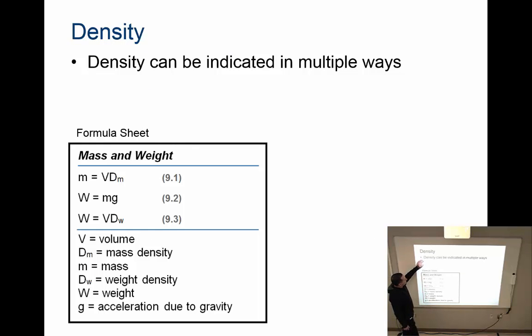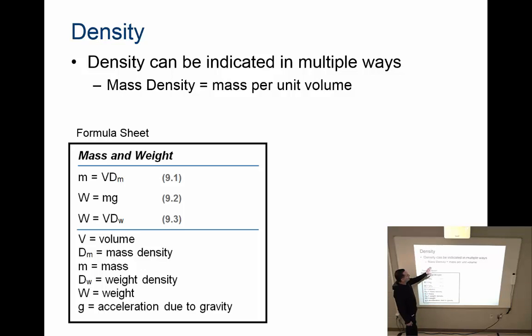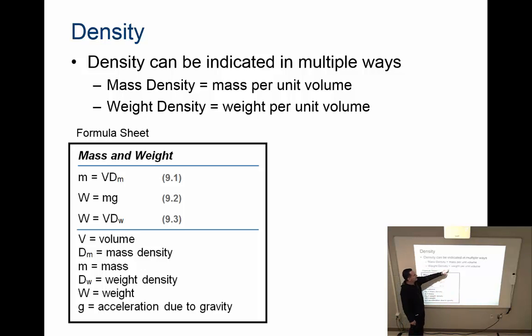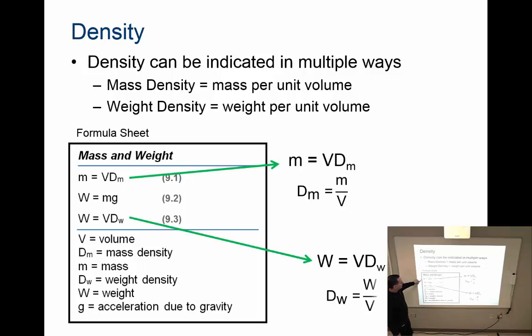All right, so let's talk about density then. Density can be indicated in multiple ways. It can be mass density, so if I know the mass of the object, I can do the mass per unit volume, or weight density if I know the weight. So if I've taken the mass and already multiplied by our gravity, I can do the same type of calculations based on the weight of the object. Okay. So either way, we're going to know 2 of the variables and we'll be solving for the missing variable.